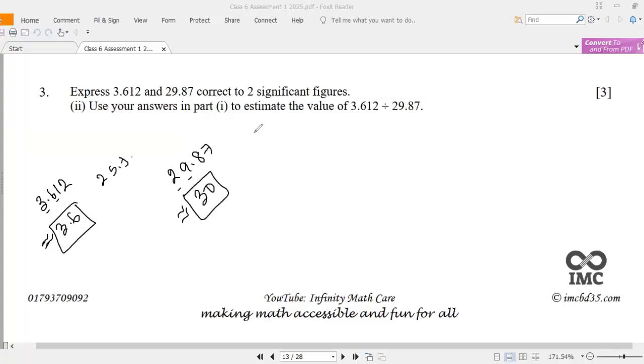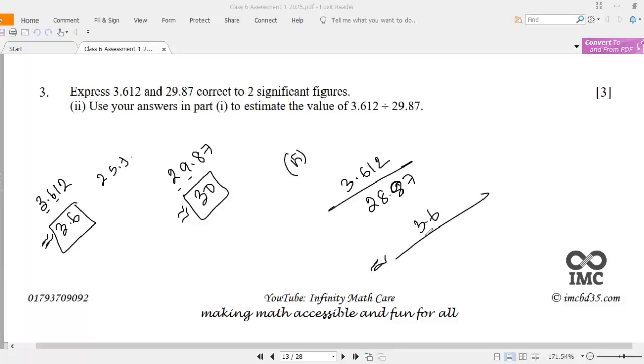Now, use your answer in part 1 to estimate the value of this one. So question number 2 says 3.612 divided by 29.87. Now I want to use the values from part 1. 3.612 can be written as 3.6. 29.87 can be written as 30.